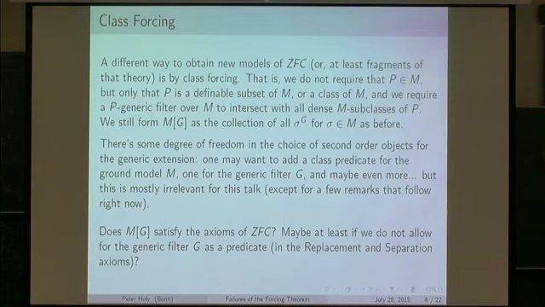So I want to start with the question whether the generic extension satisfies the axioms of ZFC. There are different versions of what this could mean. You could either mean that the plain generic extension satisfies the axioms of ZFC, that is, we don't consider any class predicates, or you could say that satisfying the axioms of ZFC is supposed to mean satisfying the axioms of replacement and separation together with those predicates you might have added, like the predicate for the generic filter.